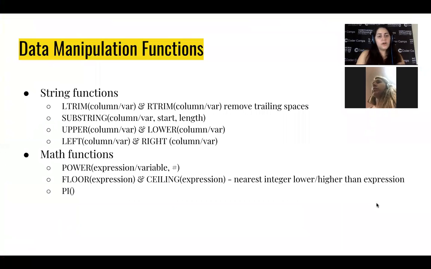All right, so let's go ahead and jump into data manipulation functions. So we have string functions that we can manipulate the data with. So you can manipulate columns, you can manipulate variables, or you can manipulate strings themselves. So ltrim and rtrim will remove trailing spaces. Like, for example, if you had varchar, and you allocated 50 spaces for it, but you only took up 10, it will remove the trailing 40 spaces.